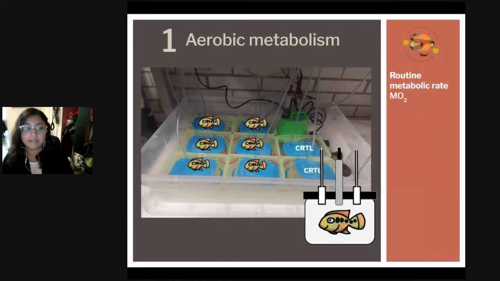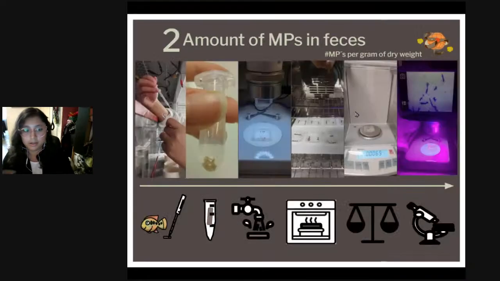Here we have the respirometry system, where we measure the routine metabolic rate using the oxygen consumption of the fish. For the amount of microplastic in feces, we took the samples, cleaned them, then dried and weighed them, and counted the microplastic using a stereoscope microscope.